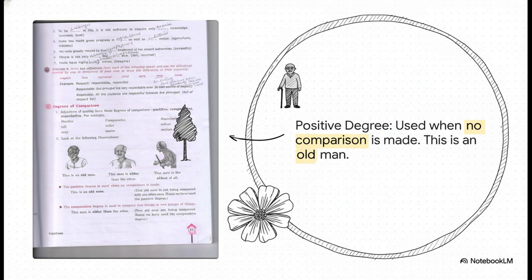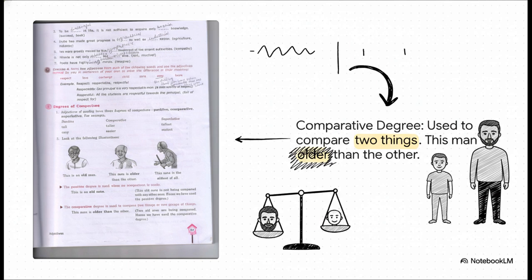Okay, let's start with the first one, the positive degree. This is just the basic, simple form of the adjective. We use it when we are not comparing at all. We are just describing one person or one thing. For example, if we say, "This is an old man," we are not comparing him to anyone. We are just describing him. Simple, right?